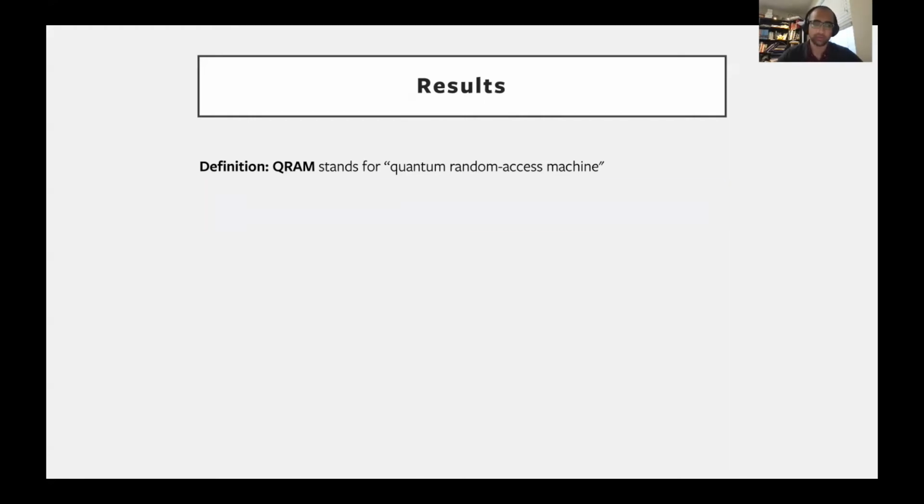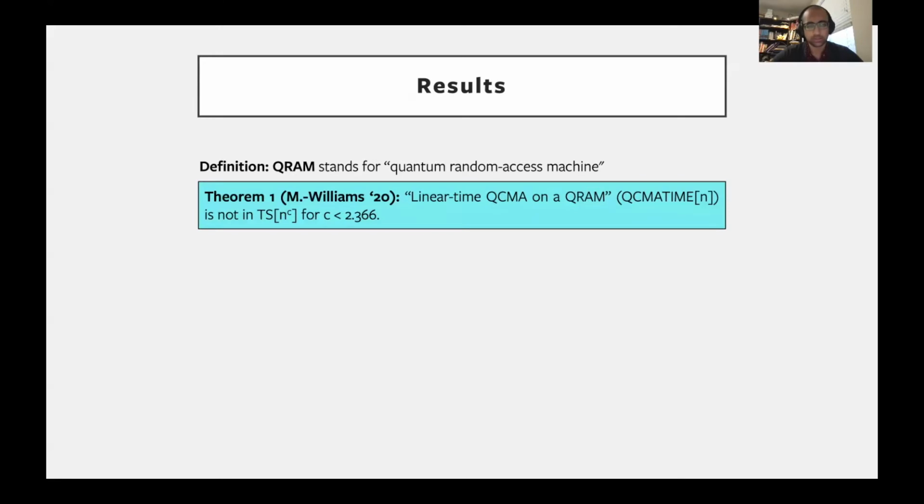And if you want more details on this, you can check out our paper. But our theorems are pretty robust to most standard notions of QRAM. Cool. So theorem 1 is that linear time QCMA on a QRAM, or QCMA time n, as we'll call it henceforth, is not in TS n to the C for C less than 2.366.